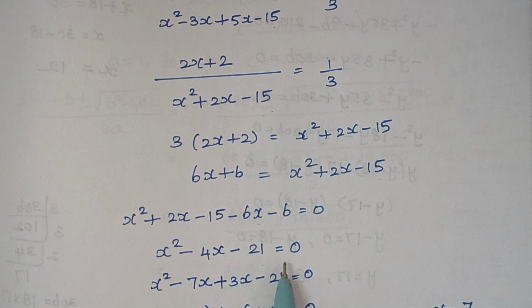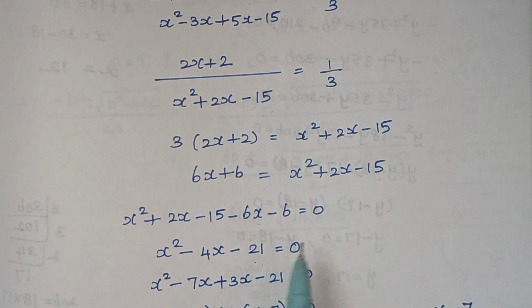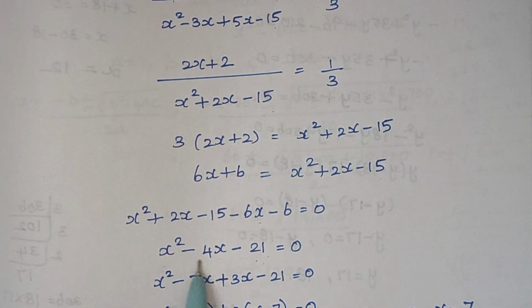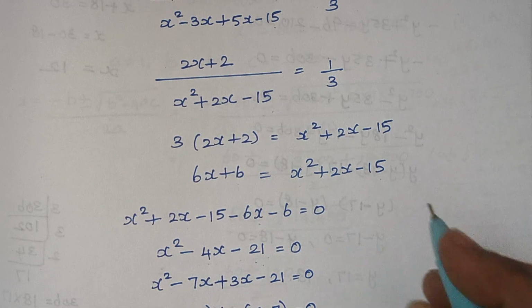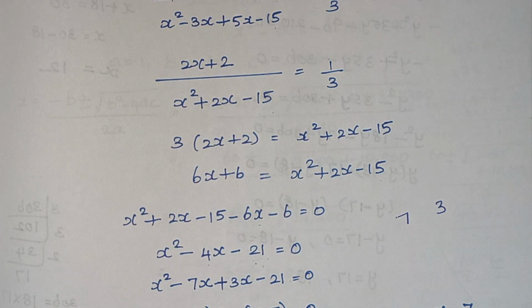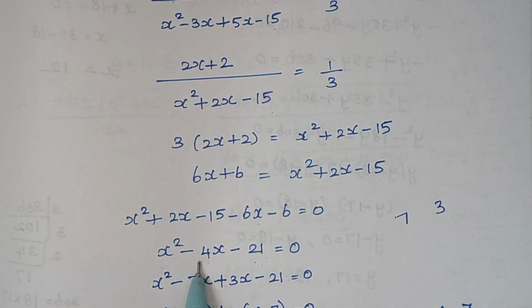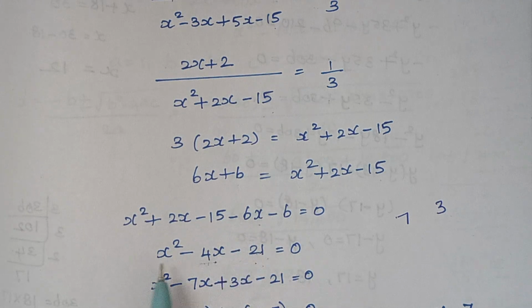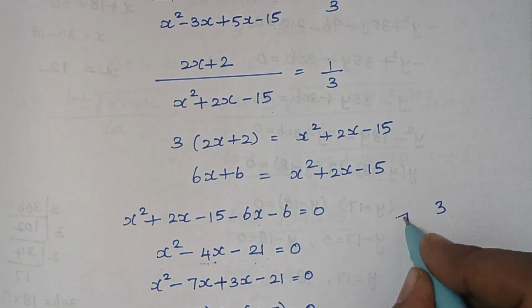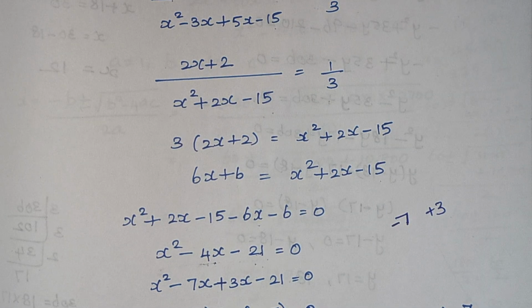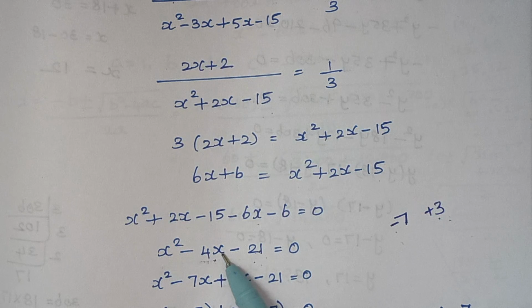So here we have to select two numbers in such a way that when you multiply, you should get minus 21, and when you add or subtract, it should give you minus 4. So here we are proceeding with 7 and 3. 7 threes are 21, and when you subtract here, you get 4 as the answer. But what you need is minus 4. Therefore, the bigger number is provided with the minus sign and the smaller number with the plus sign. So minus 7 into plus 3 gives you minus 21, and minus 7 plus 3 gives you minus 4.